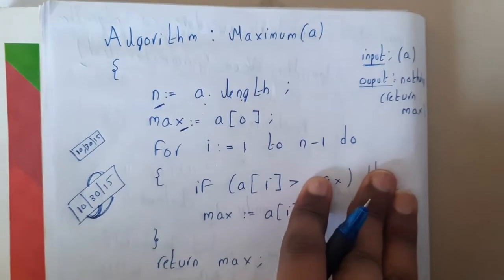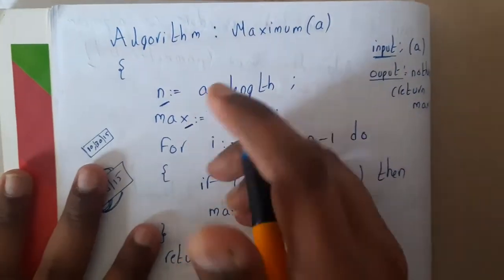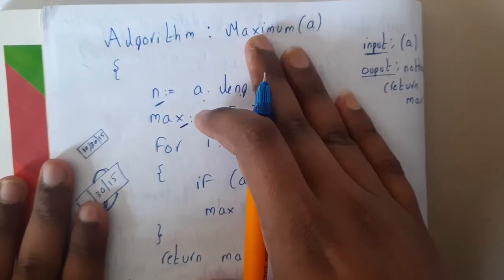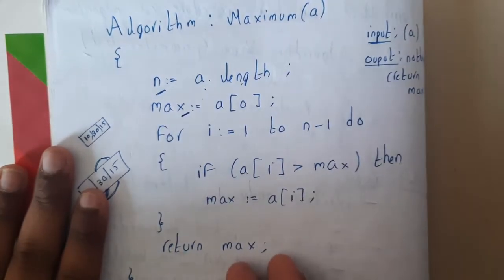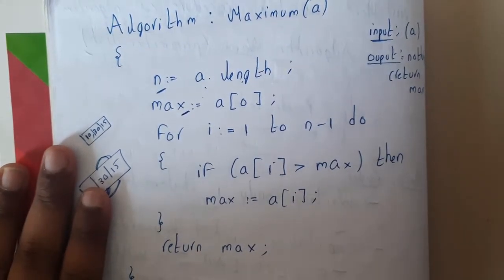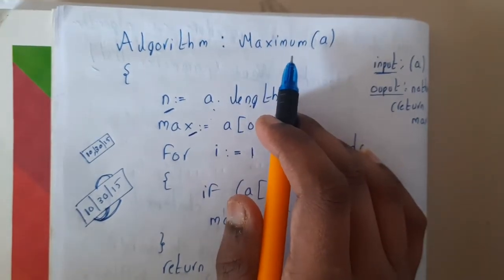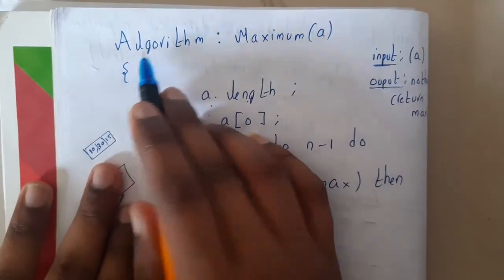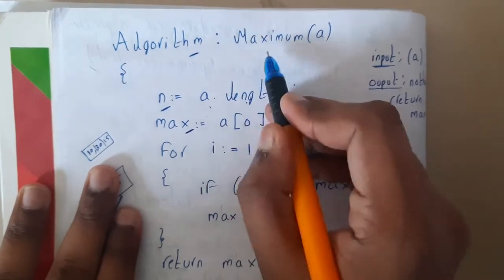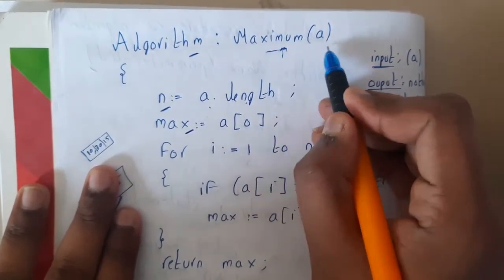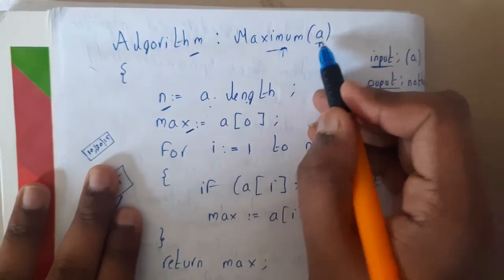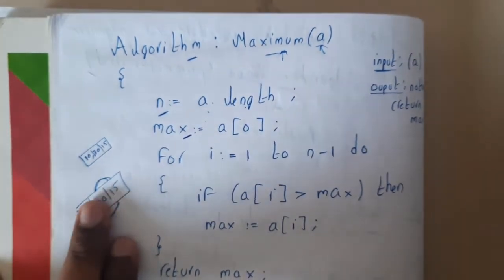I think everyone remembers how we write a small pseudocode. This is the pseudocode for that particular algorithm. The given question is for the maximum of an array. Initially we write Algorithm colon, Maximum is the algorithm name, and the parameter is the array which we are passing from the main program.